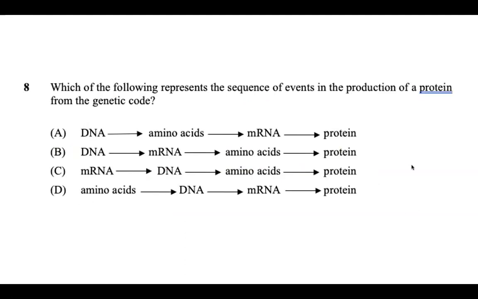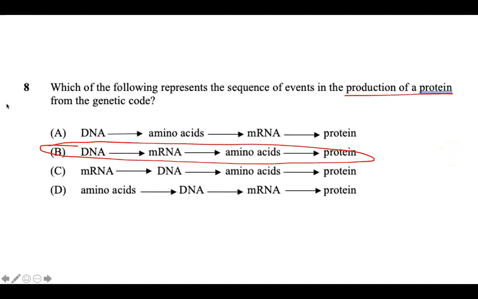All right, question 8. Which of the following represents the sequence of events in the production of a protein from the genetic code? Now, for this question, you needed to understand the genetic code is the DNA, and we're looking for the production of a protein from that genetic code. So it has to be one that starts with DNA. It's going to be A or B. Now, the first process for the DNA is the transcription phase, which involves the mRNA. So that means that B is the only possible option we have.